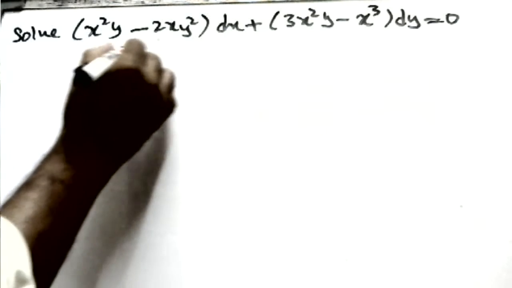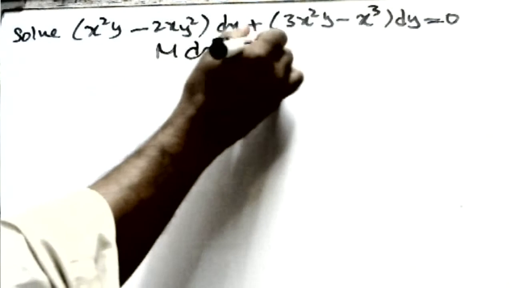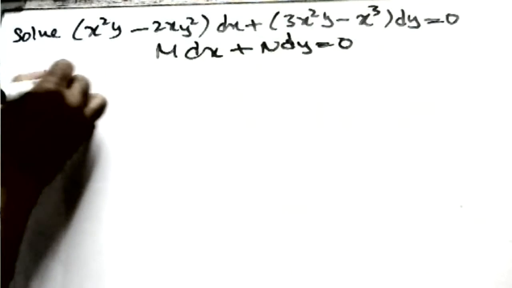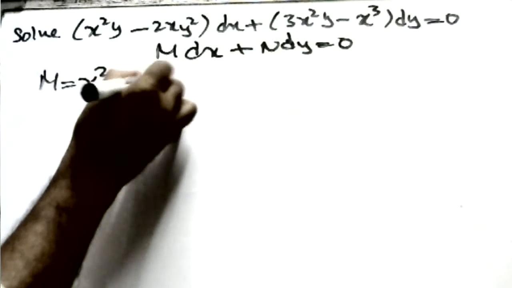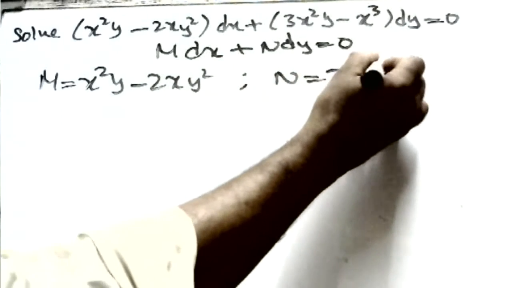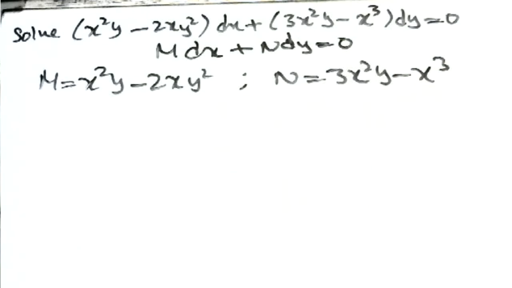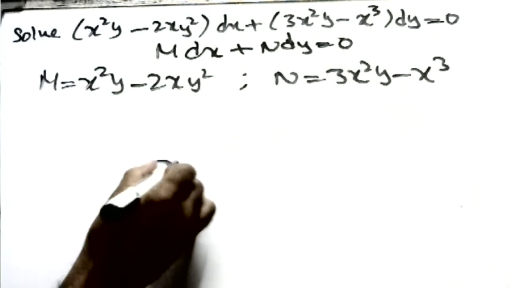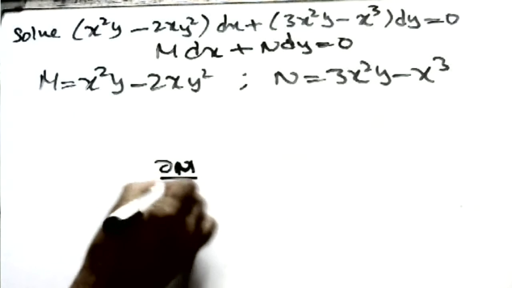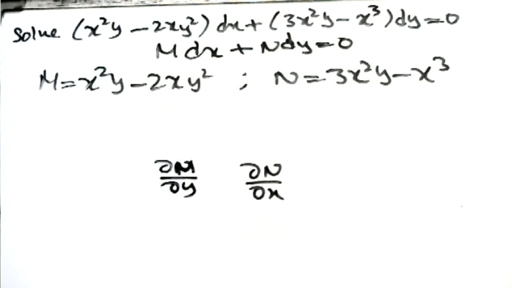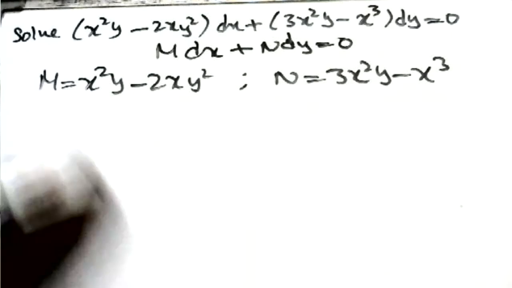Now see how to start the question written on the board. First, let me see whether it is homogeneous or not. M dx plus N dy equals 0. Write the value of M, and write the value of N. Now we already know that we have to check whether it is exact or not. For that, we have to find dou M by dou y and dou N by dou x. If these two are equal, we say it is exact.